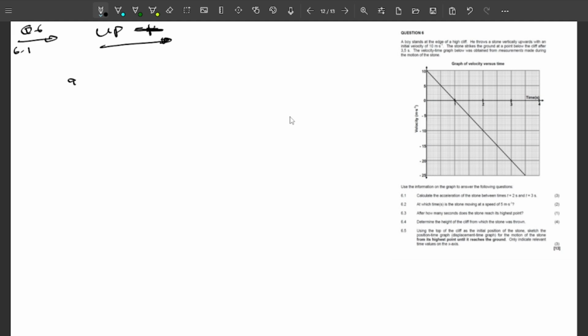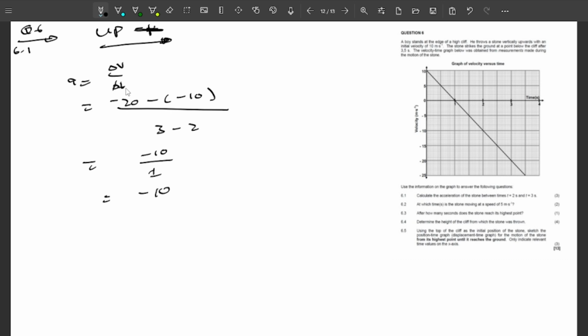So I know that my gradient is acceleration, the change in v over the change in t. What is the change in v? At 2 seconds, the velocity is negative 10, and at 3 seconds it is negative 20, right? So it's going to be negative 20 minus negative 10, divided by the times you were given, which is 3 minus 2. You should get negative 10 divided by 1. Therefore my acceleration is negative 10 meters per second squared.